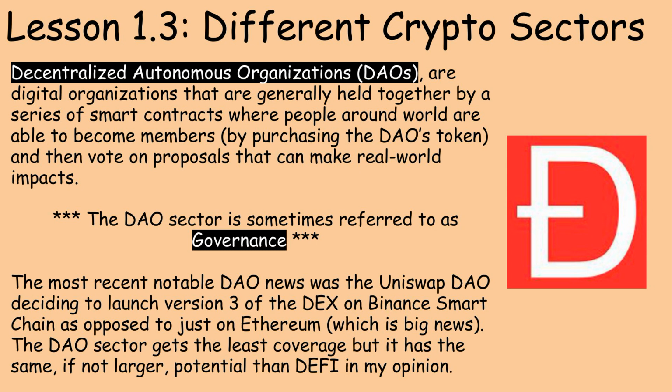The most recent notable DAO news, in my opinion, was the Uniswap DAO deciding to launch version 3 of the DEX on Binance Smart Chain as opposed to just on Ethereum, which Uniswap is natively on Ethereum and not Binance Smart Chain. But that is very big news anyway. So the DAO sector gets the least coverage, so it's not as sexy as NFTs or fungible tokens, whatever, or DeFi. But in my opinion, it has the same, if not larger, potential than DeFi.